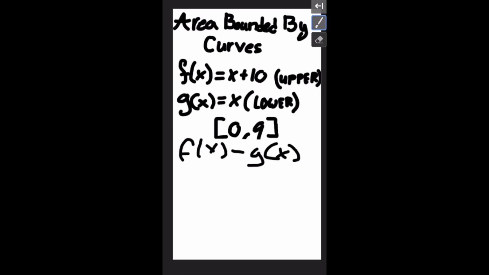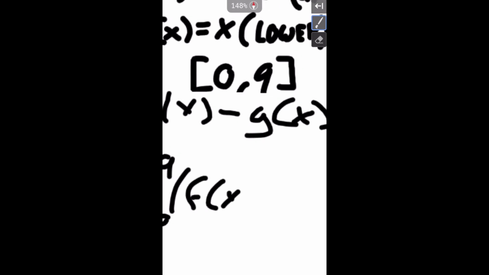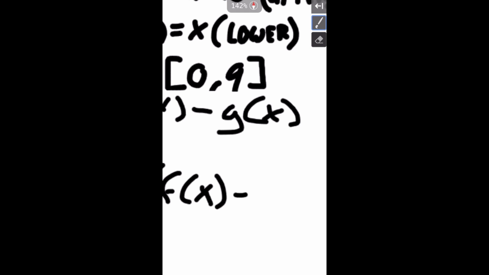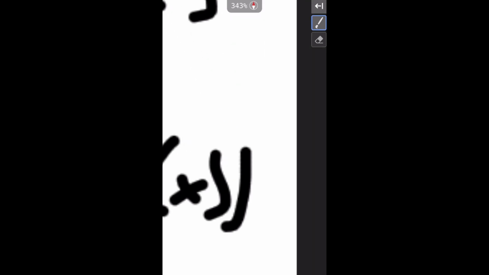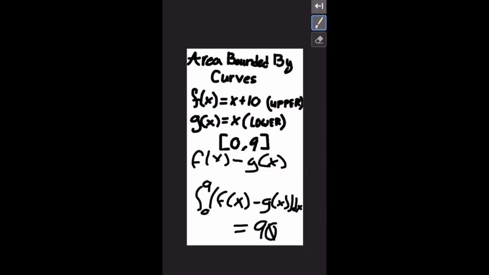And since this is a calculator-based question, you would have to plug in the following in order to get the answer. The integral from 0 to 9 of f of x minus g of x dx, and you will get the answer of 90. That is our frying time.